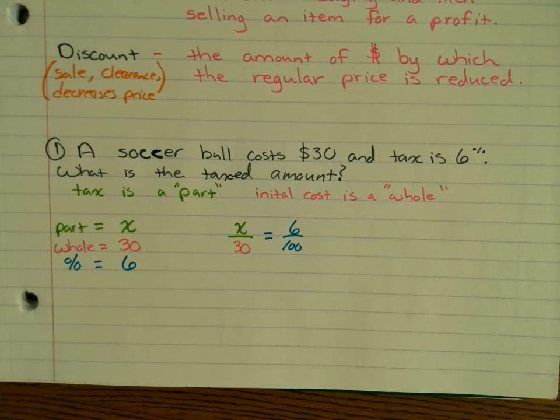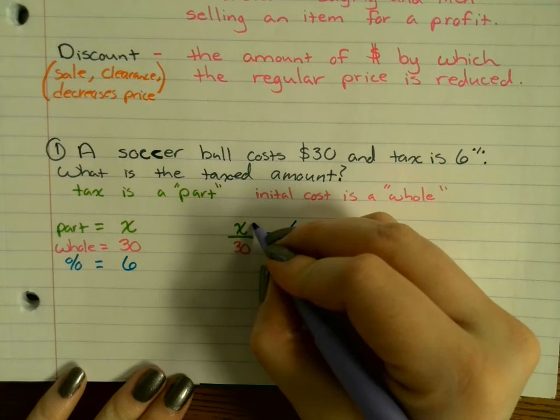And then we just do the cross product like normal. We're going to multiply X times 100.